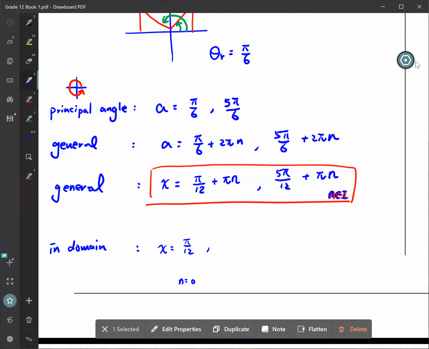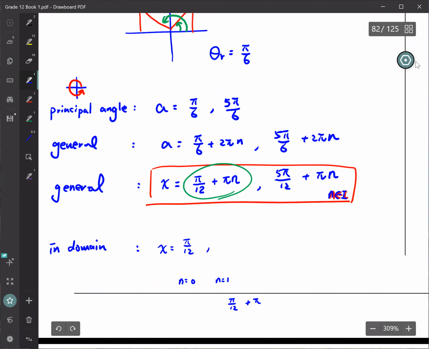I'm talking about the green one right now, the one in the green circle. Pi over 12, of course, fits inside 0 to 2 pi. Now I can try n equal to 1. That means you add a pi. So pi over 12 plus a pi. You have to know how to add fractions. So it equals pi over 12 plus 12 pi over 12. Each time you add 12 pi over 12. So that will give you 13 pi over 12.